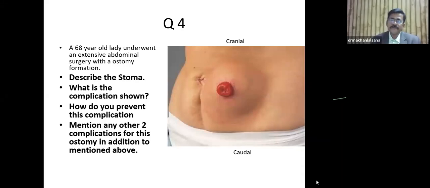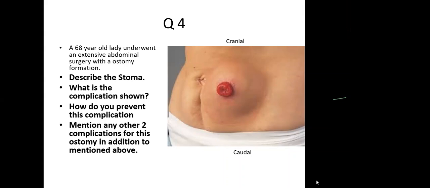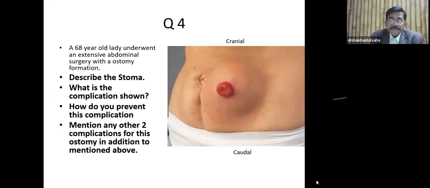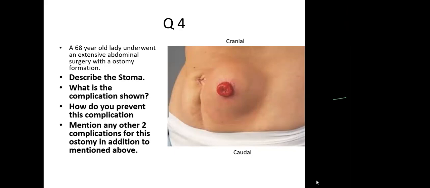What is this stoma? Where is the stoma made? What is the likely stoma here? There is a stoma on the left side of the abdomen. It's most likely to be a colostomy. The stoma is pouting with a healthy, red, viable gut. The examiner is asking about some complication being shown in this picture. I can easily make out looking at the picture: in the surrounding of the stoma, there is a herniation of structures. It can be a peristomal hernia.